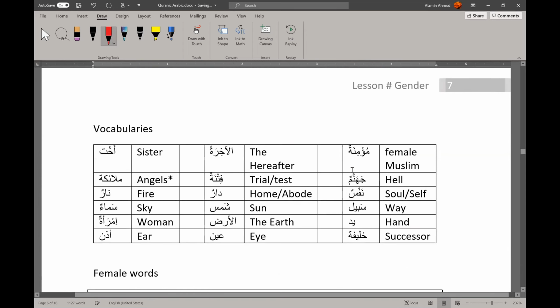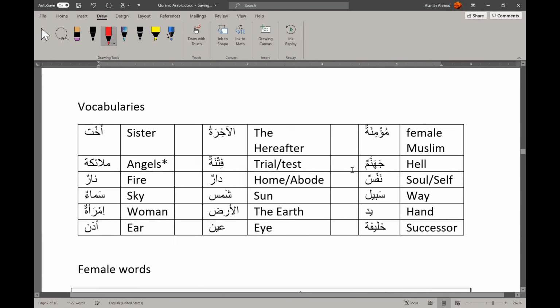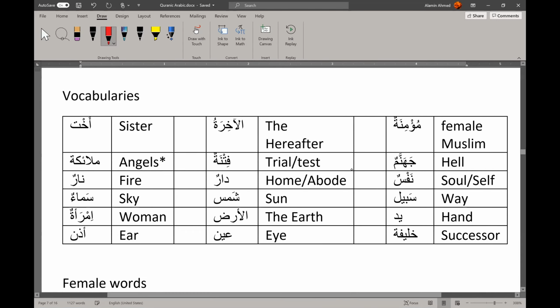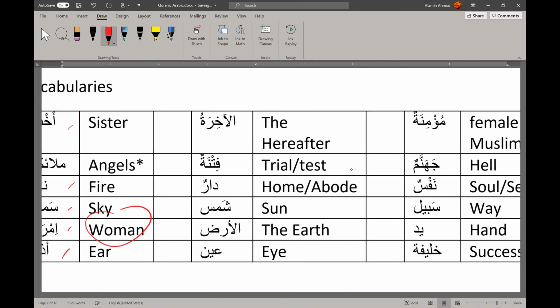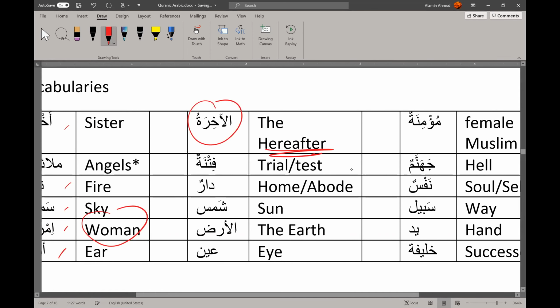Okay, and now here are the vocabs that I gave you. Let me just quickly go through them. Ukht, malaika is angels, right? Nar, sama, imra'atun. See, imra'atun is woman, and the word itself has tamarbuta. Udun is ear. Here, al-akhira is the hereafter. What does the hereafter have to do with masculine and feminine? Nothing, other than the fact that it has tamarbuta. So now we have to treat the word as feminine.